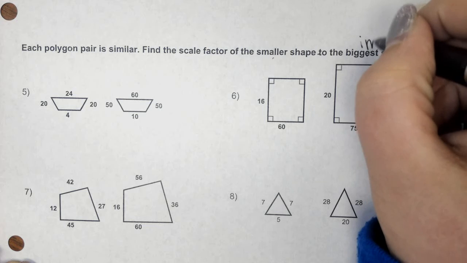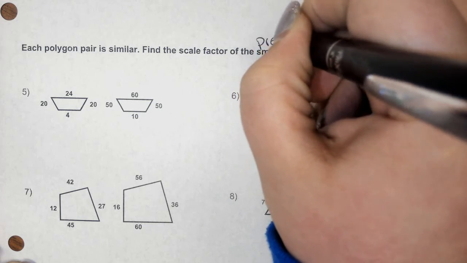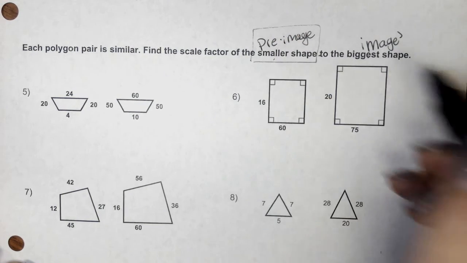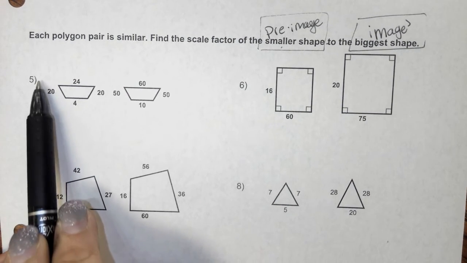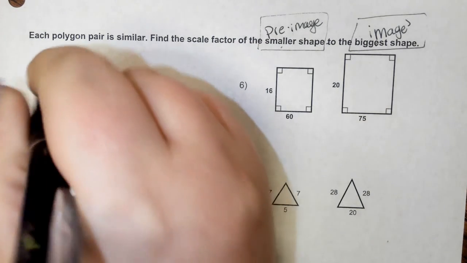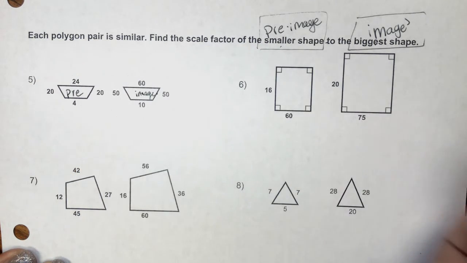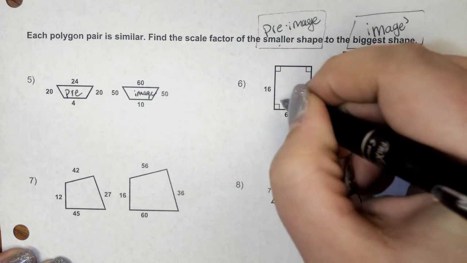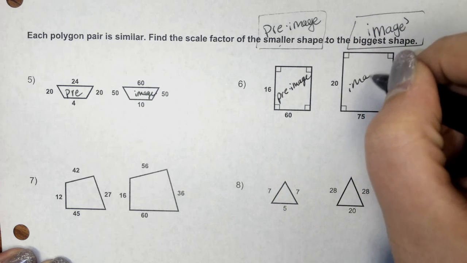So we always end in our image. That's the new thing. And we start at the pre-image. So this is saying that all of our smaller shapes are the pre-image and all of the bigger shapes are the image. So we're going through in number 5, 24 or 60, which one is smaller? 24, so this is your pre-image and this is the image. And number 6, 16 or 20, 16 is smaller, so that's your pre-image. And 20 is bigger, so that would be your image.